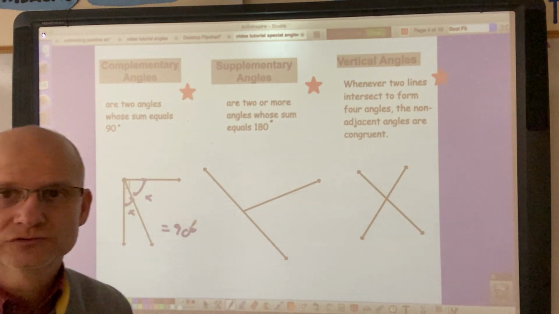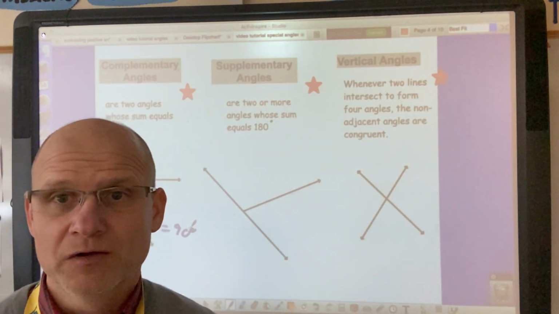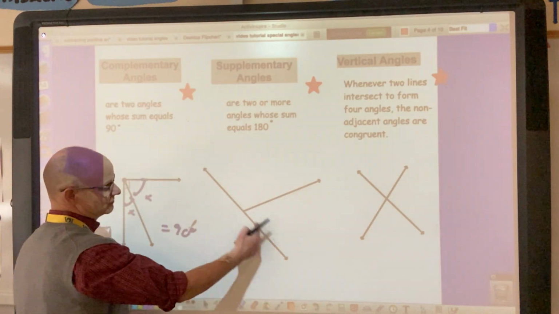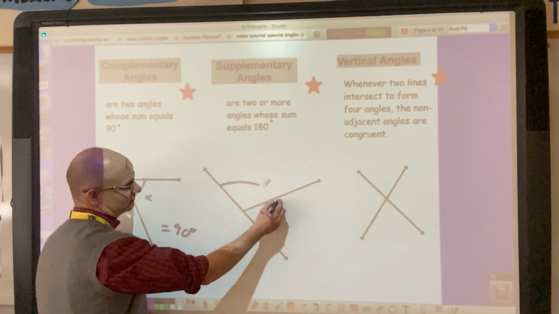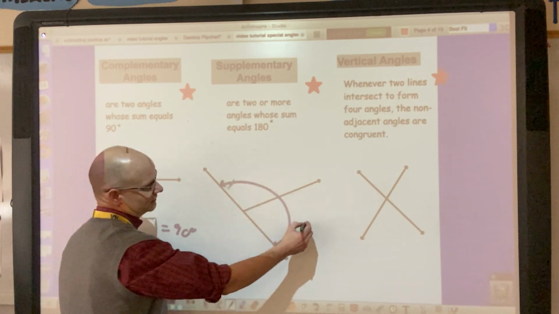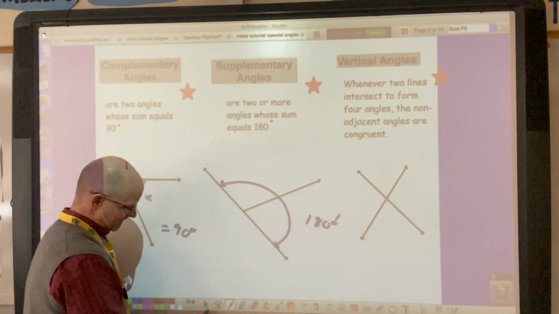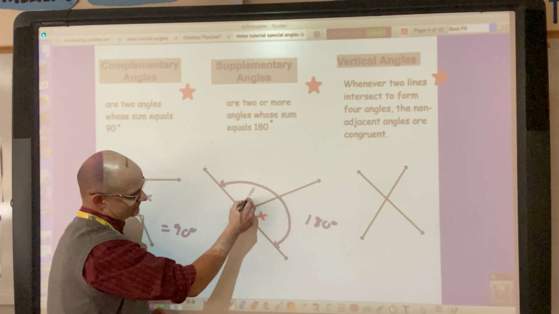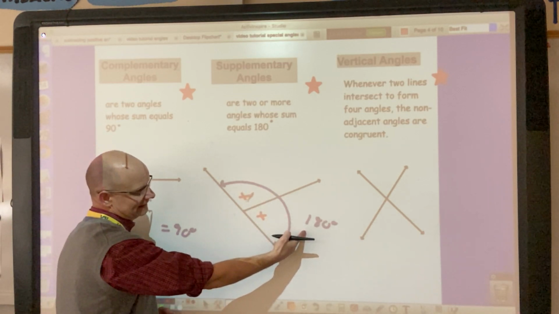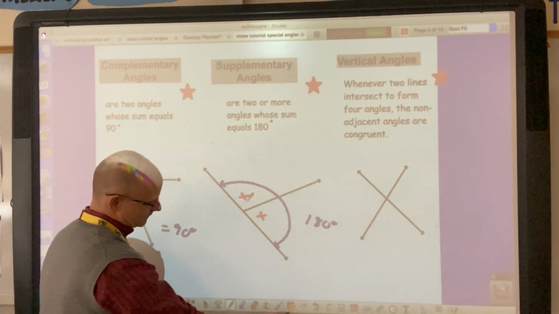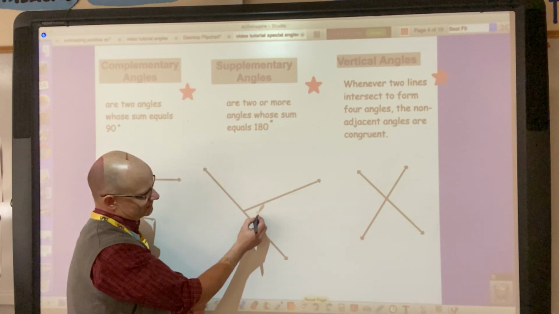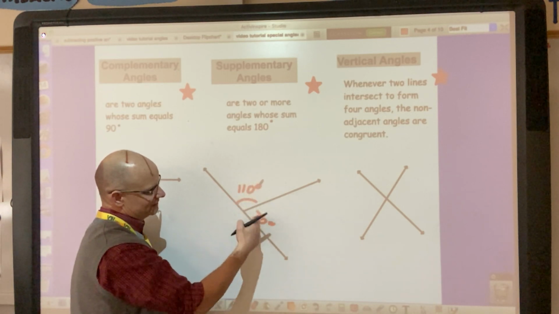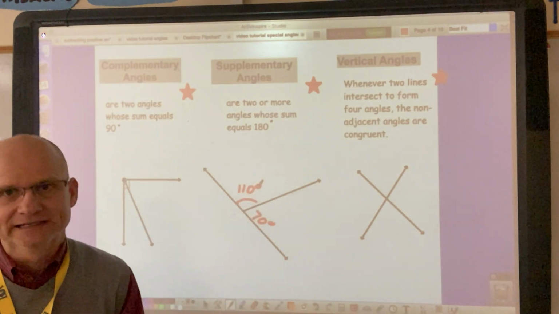Supplementary angles are two angles or more whose sum is 180 degrees. So on a straight line, the total from here to here is 180 degrees. These two angles are supplementary because this angle plus this angle together gives you 180. So if I tell you this angle is 70 degrees, then you should know this angle is 110, because 110 plus 70 gives you 180.